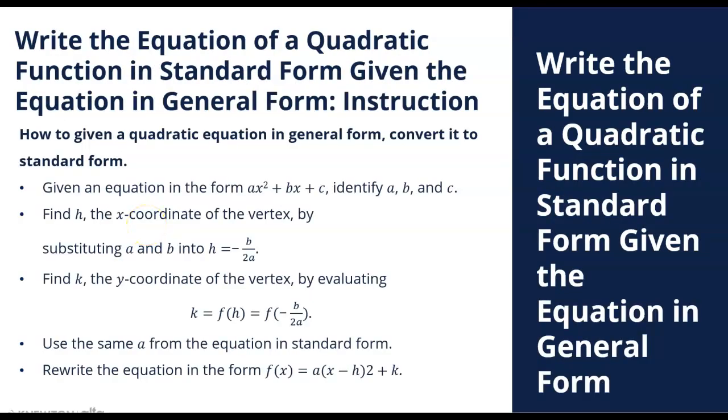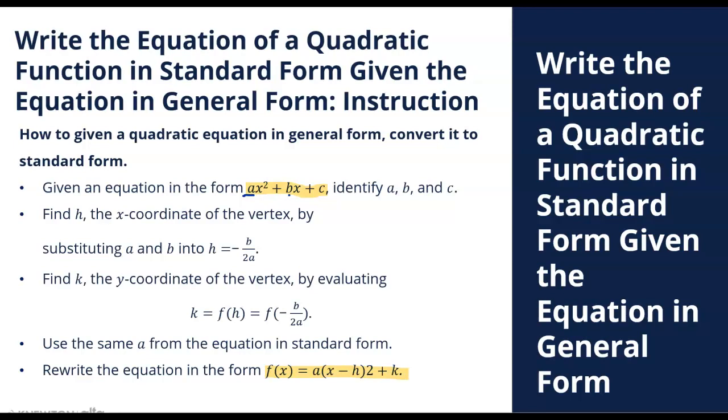And so for the third objective, we want to learn how to write the equation of a quadratic function in standard form given the equation in general form. And so given an equation in general form, that is of this form here, ax squared plus bx plus c, we want to be able to convert it to a standard form in the form f of x is equal to a times x minus h squared plus k. So the first step is to identify the values for a, b, and c by looking at the coefficients of our equation in general form.